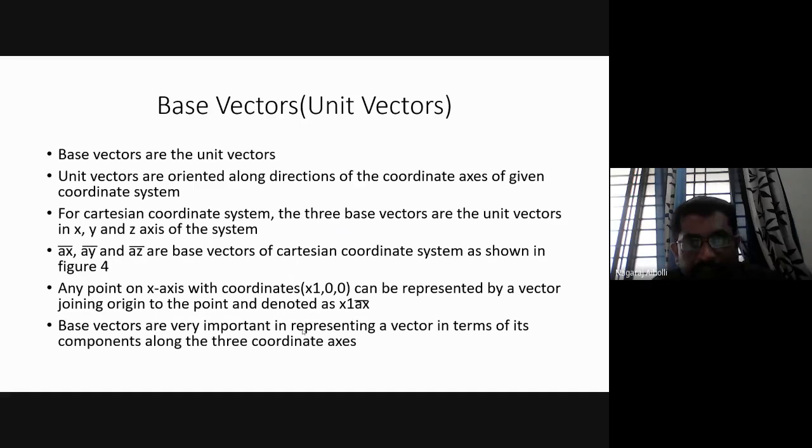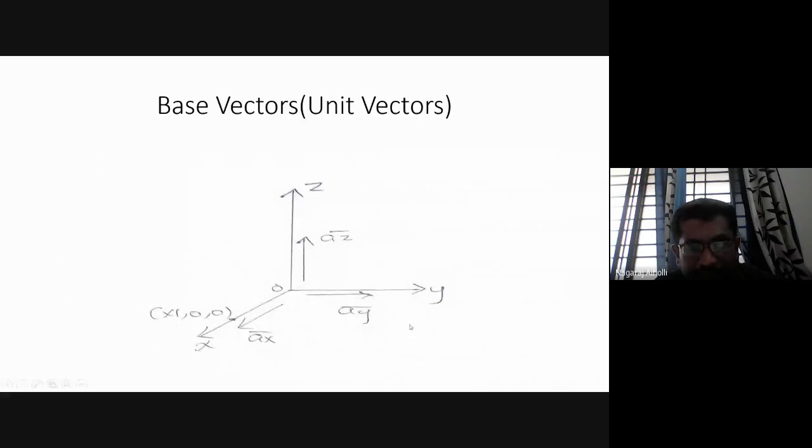In the Cartesian coordinate system, the three base vectors are the unit vectors in the x-axis, y-axis, and the z-axis. So what are these unit vectors? Ax bar, ay bar, and az bar. Now I have shown the point x1, 0, 0, which is represented by a vector joining the origin to the point and denoted as x1 ax bar. It is nothing but the point from the origin towards the x-axis, where I have moved by x1 units on the x-axis from the origin.